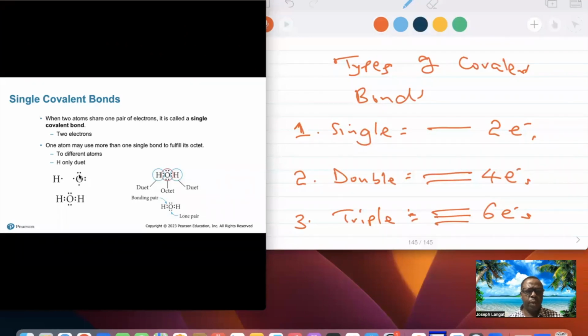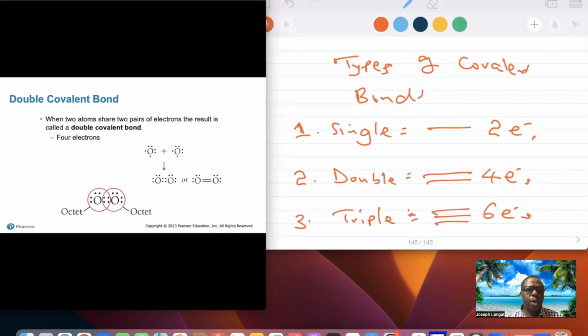Duet means 2 electrons for hydrogen. The octet rule means it has 8 electrons in the valence shell: 1, 2, 3, 4. We call this the octet rule. Remember the octet rule. And then the double bond means 2 lines.